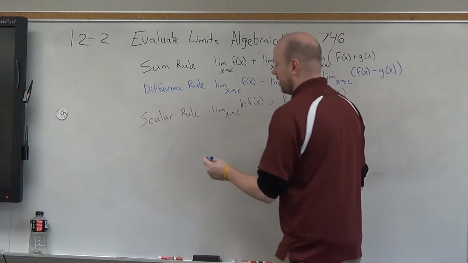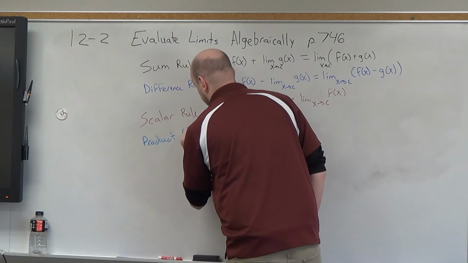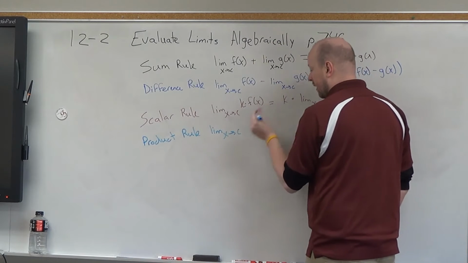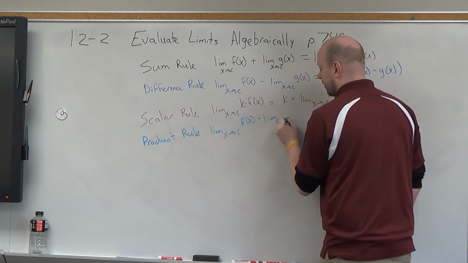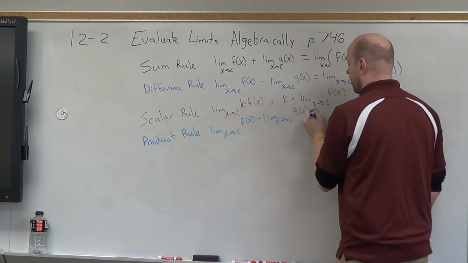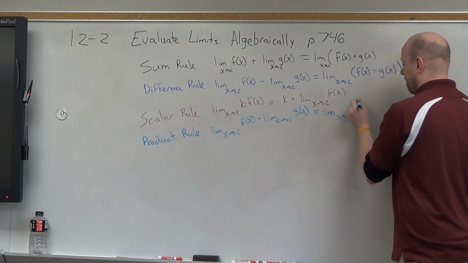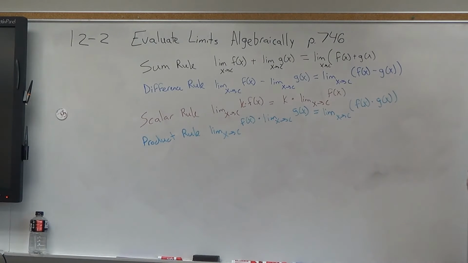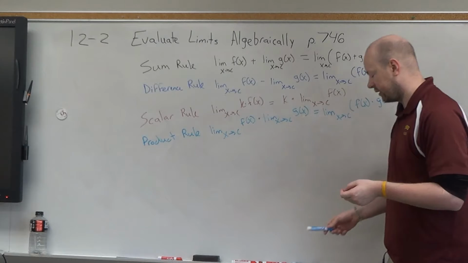Now we're going to get into the product rule. So the limit as x approaches c of f of x times the limit as x approaches c of g of x equals, well, you guessed it, I can combine them into one expression, the limit of f of x times g of x. If they're being multiplied together, I can separate them, even if they're functions, not just if they're scalars.